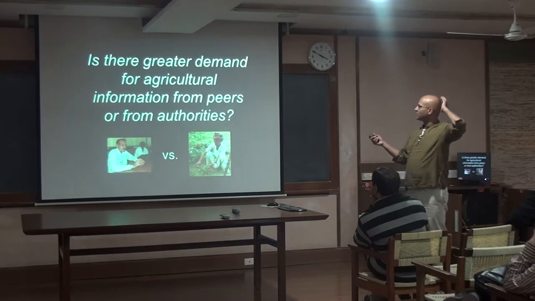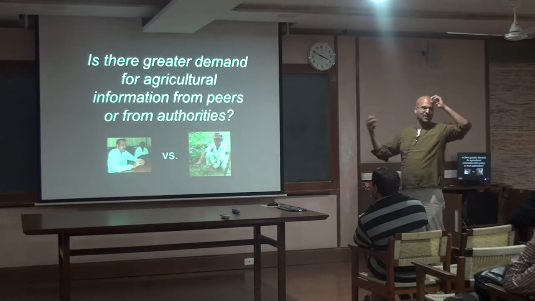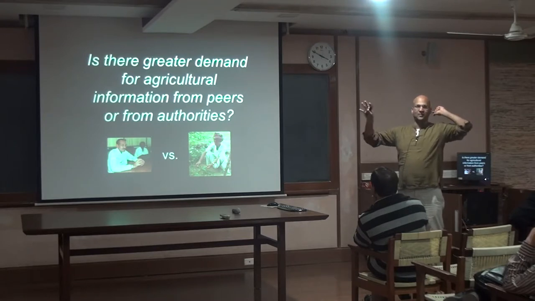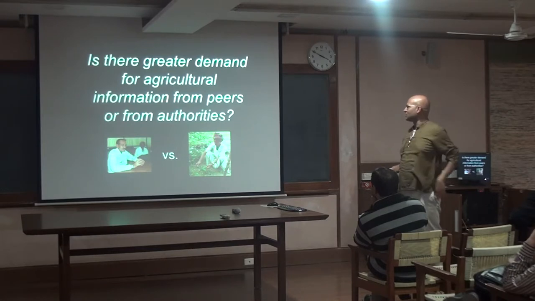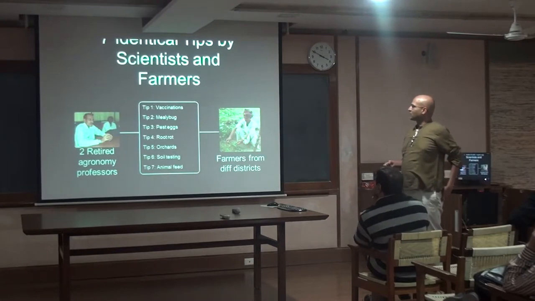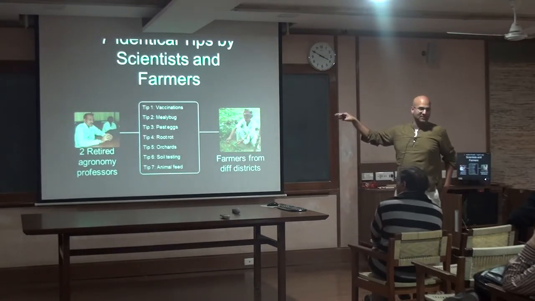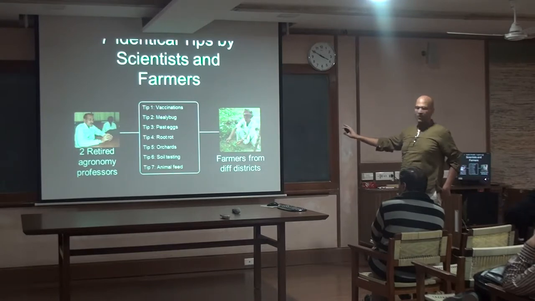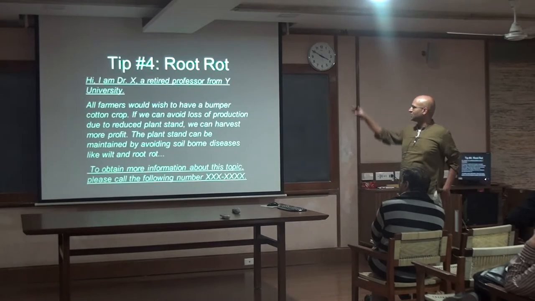And so we wanted to try to answer this question: what is the demand for this agricultural information from peers, as opposed to information from agricultural experts or scientists? So we conducted this controlled experiment. We recorded 7 agricultural tips in 2 voices, 2 of which came from retired scientists, agronomy professors, and 2 of which were farmers from different districts. And each of the tips was structured like this.